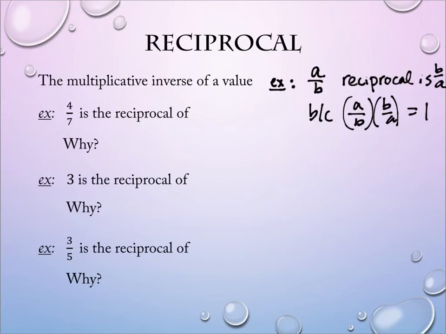So we're going to look at a few examples. 4 over 7 is a reciprocal of what? What would I do for its reciprocal? 7 over 4. And I want to make sure that you understand the why. The reason it's true is because 4 over 7 times 7 over 4 is what? 1. That's why. It's not because I flipped it upside down. I know that's what you did, but that's not what makes it a reciprocal. What makes it the reciprocal is that when you multiply it by the other value, you get back 1.